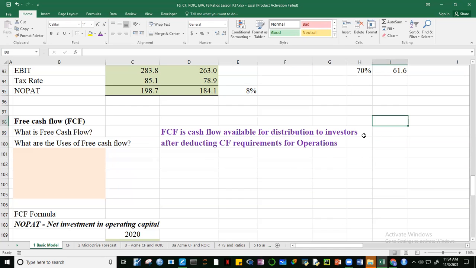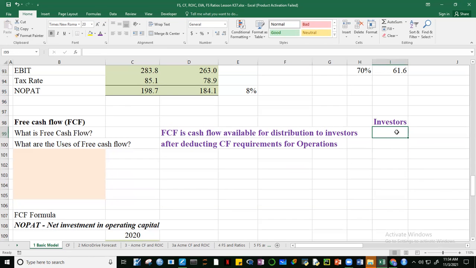Okay, so again, we qualify the word investors. When we say investors, who are these guys? We know that investors are your creditors and your shareholders. Okay, so these are our investors. So again, guys, for the last time, free cash flow is cash flow available for distribution to investors after deducting cash flow requirements for operations. So let's identify here 5 uses of free cash flow.